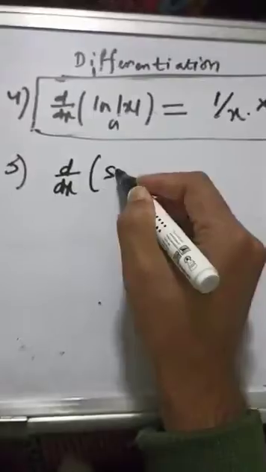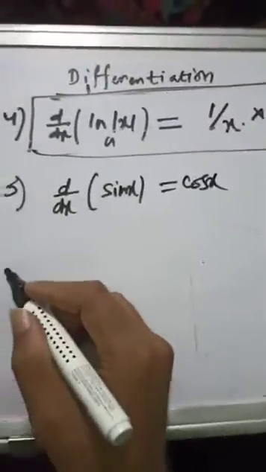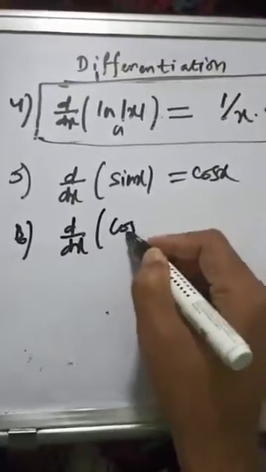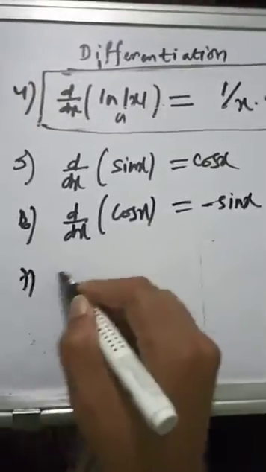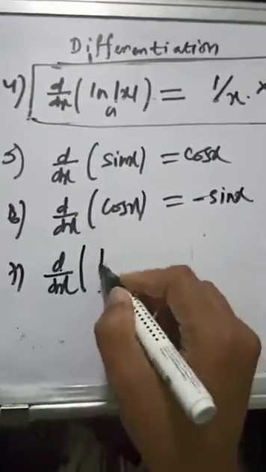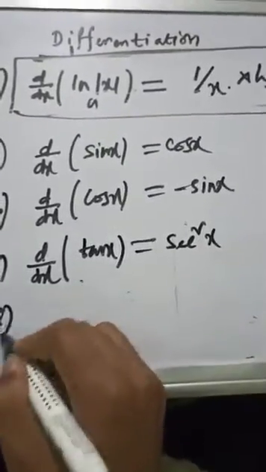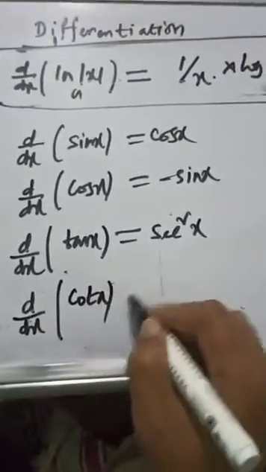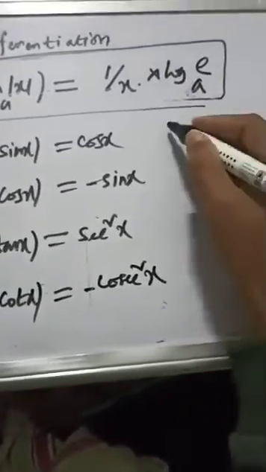Now the trigonometric functions. The derivative of sin x is cos x. The derivative of cos x is minus sin x. d/dx of tan x is sec squared x. d/dx of cot x is minus cosec squared x.